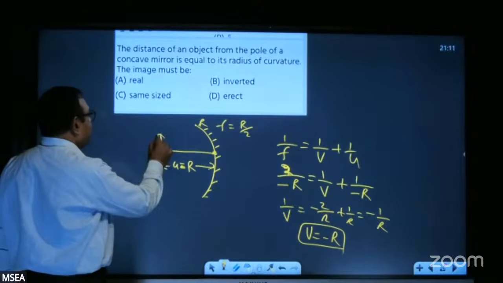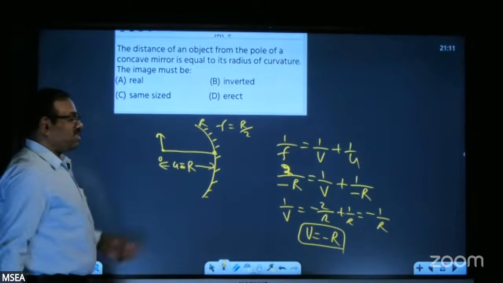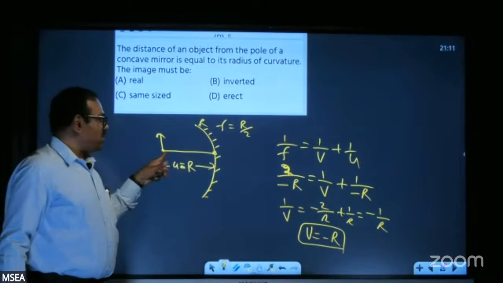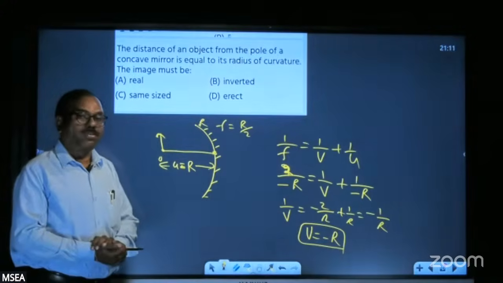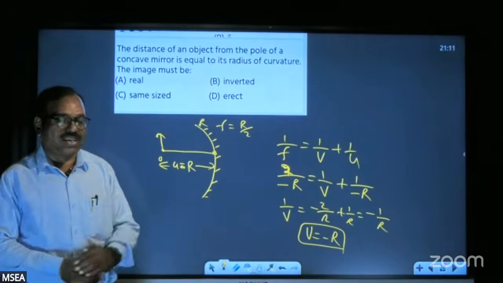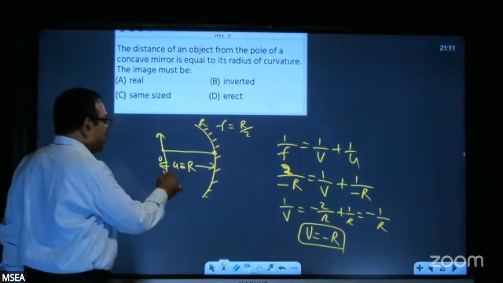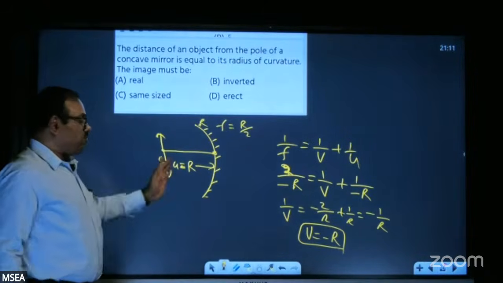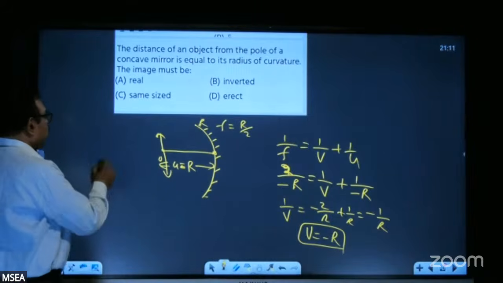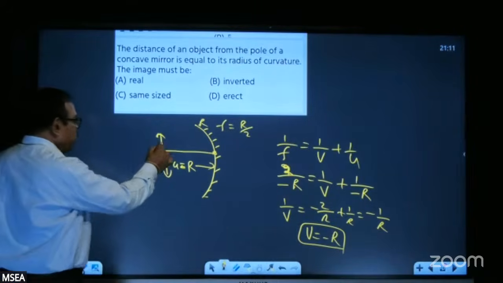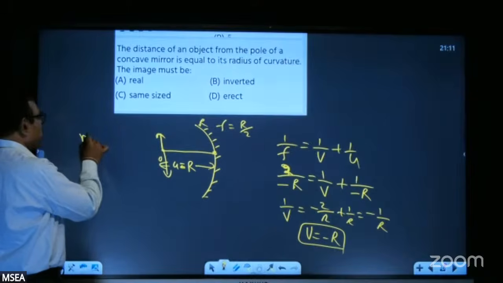So that is what happens if the object is at the center of curvature. Radius of curvature means exactly the center of curvature. If the object is at the center of curvature, the image is also at the same position, but it is inverted. So we can take it that we get an inverted image. How do we know it is inverted?